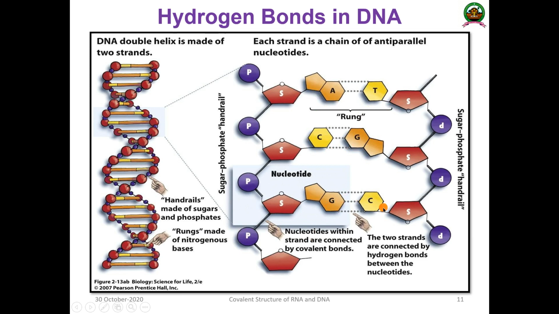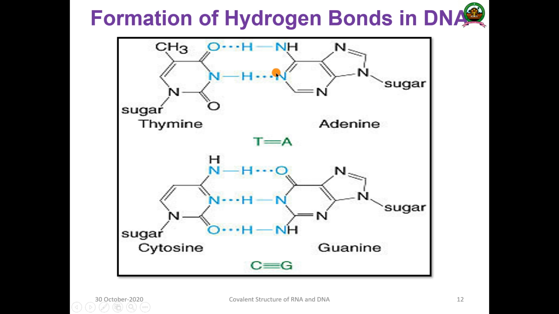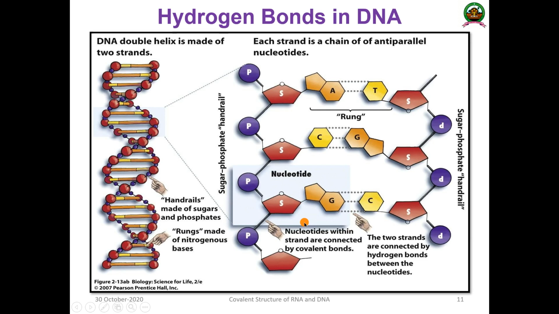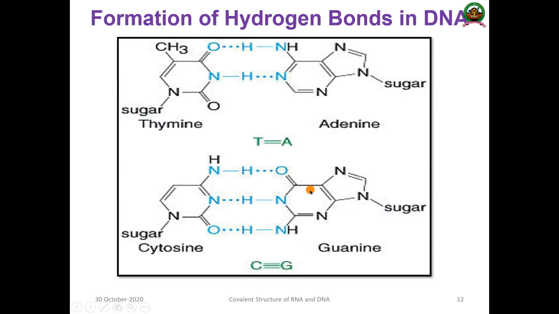The 2 strands are connected by hydrogen bonds between the nucleotides: adenine and thymine by 2 hydrogen bonds, guanine and cytosine by 3 hydrogen bonds. These are the hydrogen bonds commonly seen in the DNA. Then, in detail, how are these hydrogen bonds produced? If you go into the detail of this structure, since it's biochemistry, you should know that.